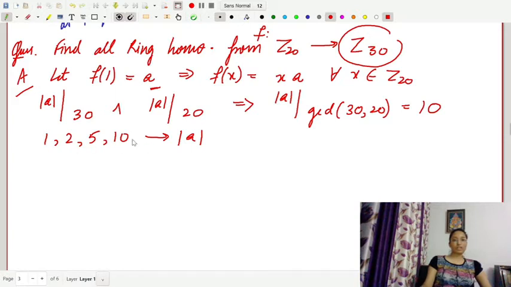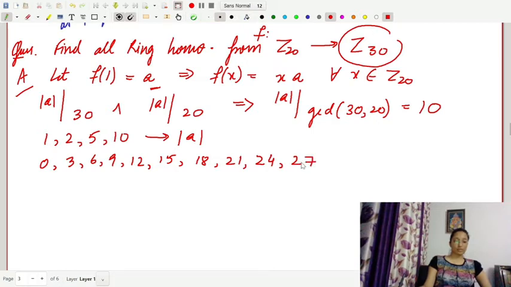अब ये सारे ऑर्डर्स के एलिमेंट्स Z30 में कौन कौन से होंगे, 0, 3, 6, 9, 12, 15, 18, 21, 24 and 27, that is 10 group homomorphisms. ये अभी हम ग्रुप होमोमॉर्फिज्म्स की बात कर रहे हैं. अब f हमारा रिंग होमोमॉर्फिज्म है.